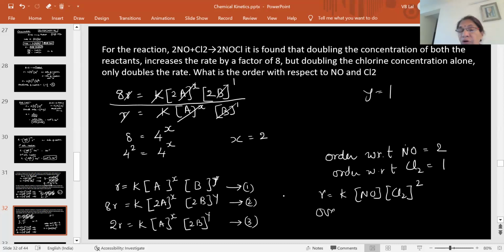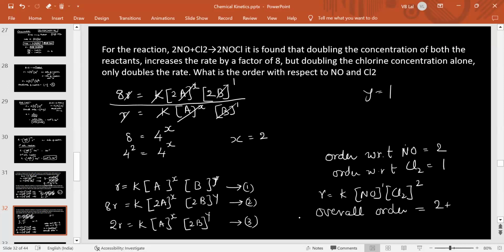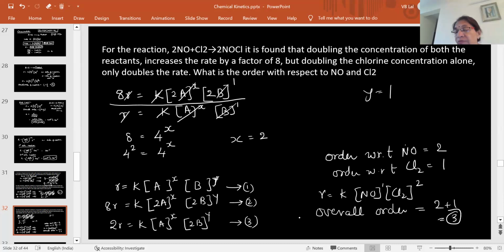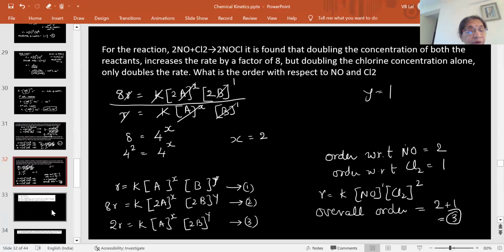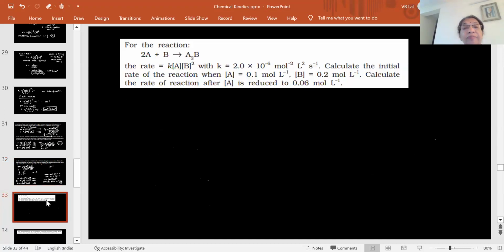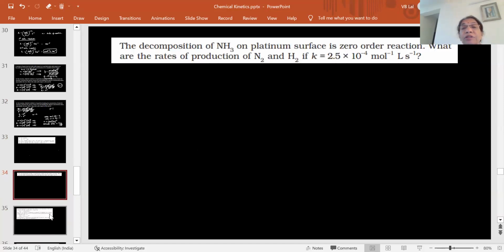What is the overall order? Tell me, anyone? What will be the overall order? If you have understood what I am doing, what is the overall order? It will be 3. 2 plus 1, that is equal to 3. Okay, so we have to practice a few questions of this type so that you understand well. There are some more questions. First, let us do those, then I'll come back to this.